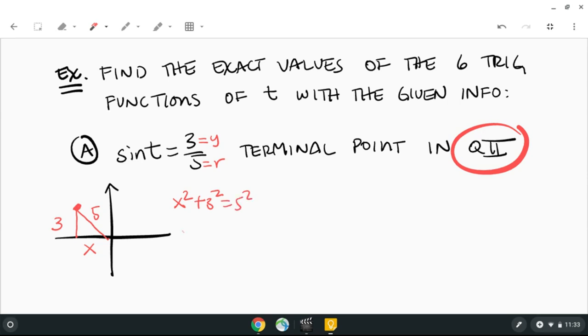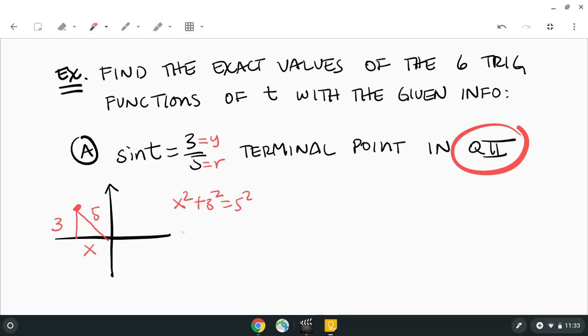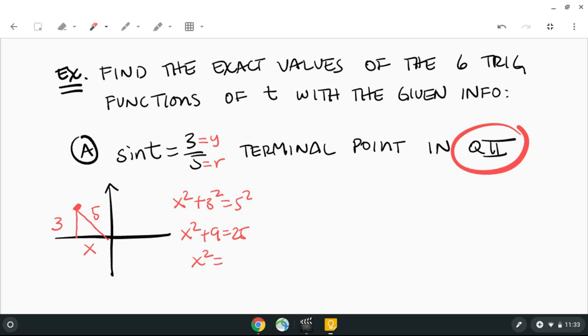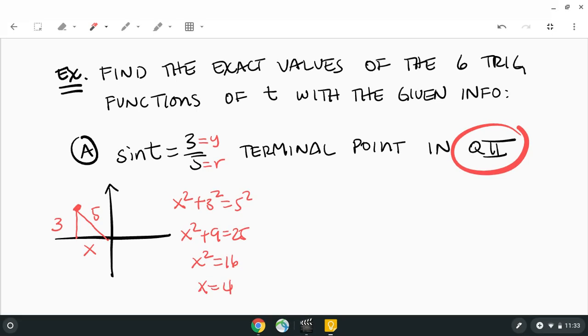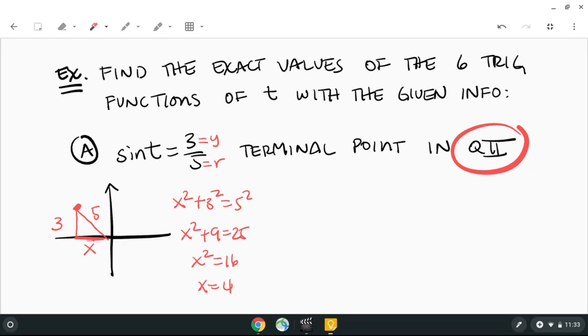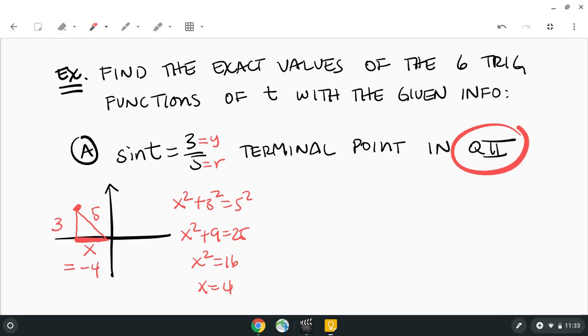So x squared plus 9 equals 25. You probably know what the answer is going to be. So x is equal to 4. Now we know that that is 4. But is it really 4? Because look where this is. What do we know about the x value right here? That's going to be a negative 4. So that's why I say draw this out so you can keep track of the negatives and positives.